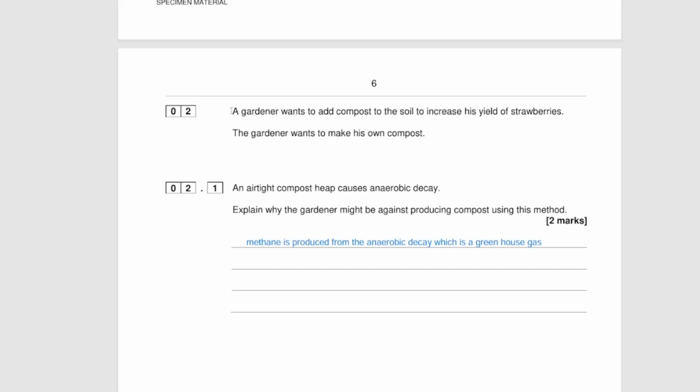Now moving on to question 2. A gardener wants to add compost to the soil to increase his yield of strawberries. The gardener wants to make his own compost. And the question for this, starting off with 2.1, is an airtight compost heap causes anaerobic decay. Explain why the gardener may be against producing compost using this method. And this is due to methane being produced from the anaerobic decay, which is a greenhouse gas, which could cause global warming.